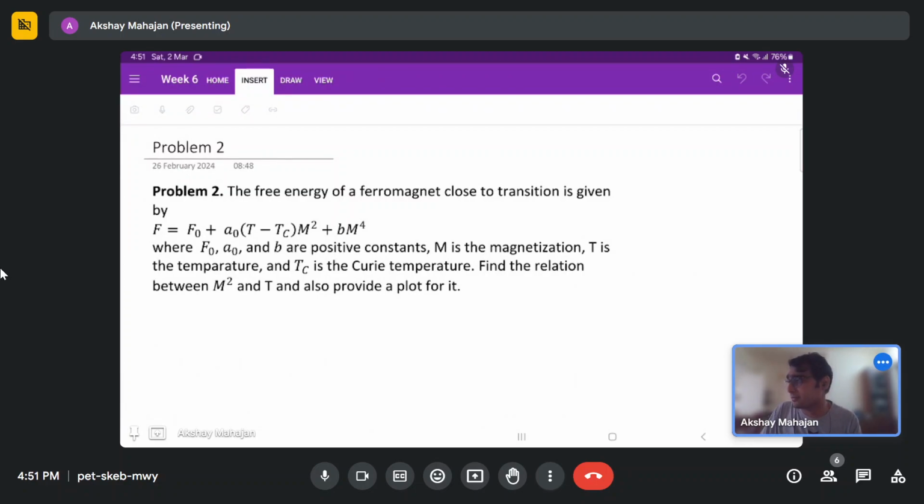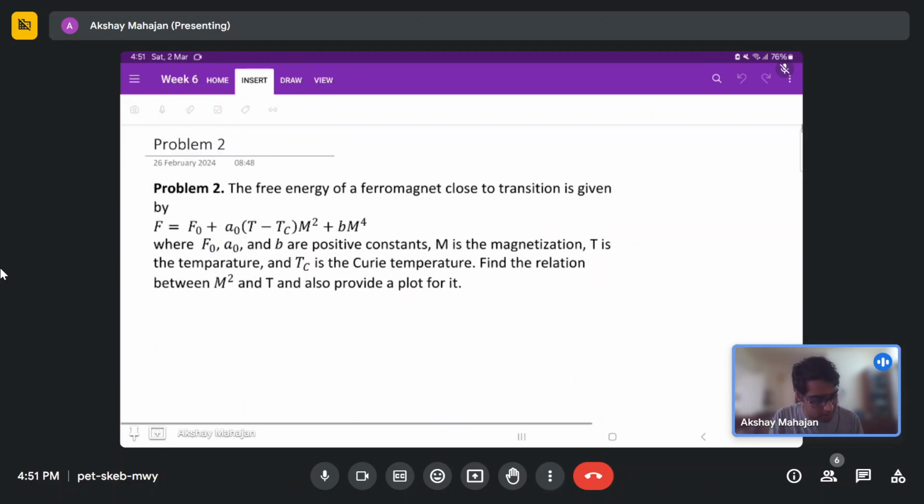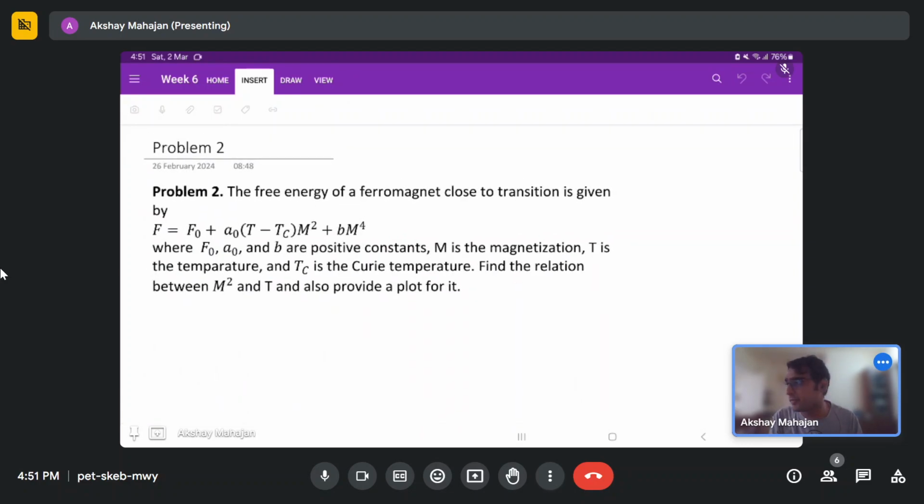Okay, so let's start with some other problems. Mostly we will do problems on magnetism, and for the rest of the session, I guess all the problems are from magnetism.